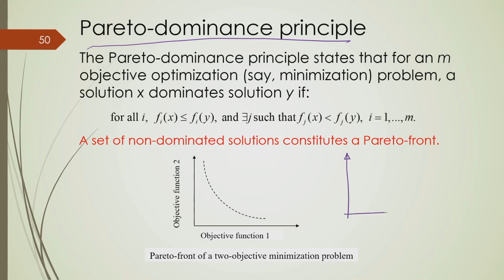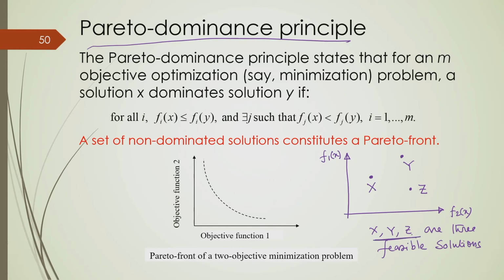Suppose I have two objective functions, one is f1(x), another is f2(x), and I have three solutions: capital X, capital Y, and capital Z. So X, Y, Z are three feasible solutions. Now, according to the domination principle mentioned over here, we say a solution X dominates a solution Y if it is strictly better. This is a minimization problem.